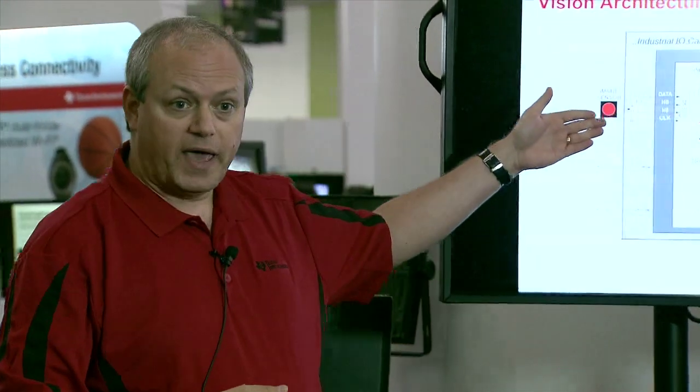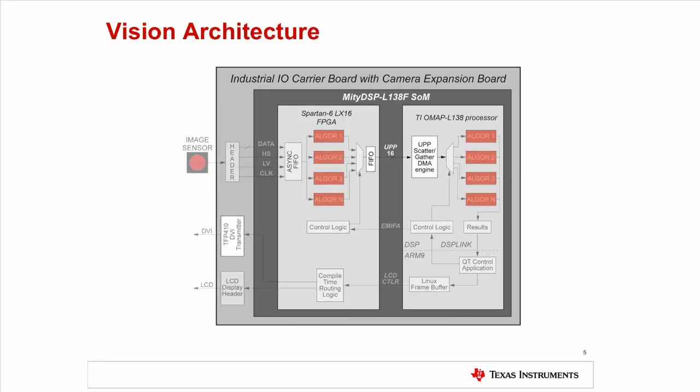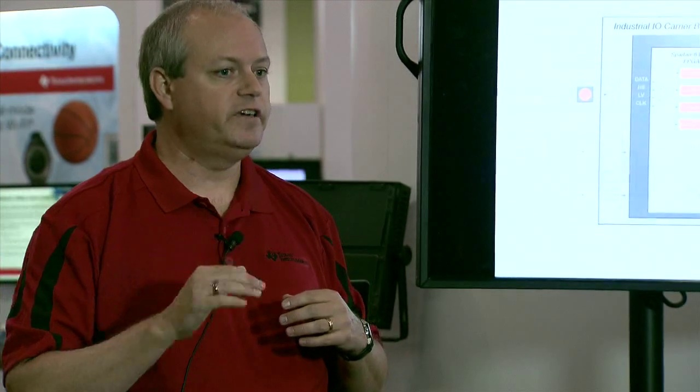Then from there, the data is passed out to an outbound FIFO, and passed across the UPP interface to the DMA engine in the OMAPL138. And in our particular case, we pass it to a scatter-gather DMA engine, so it ends up in the memory, the SD-RAM, in a nice, convenient format for the application software and the DSP to work on.